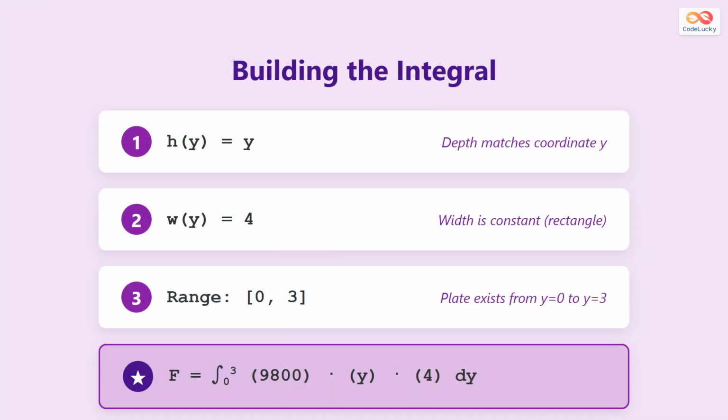First, we set up our variables. Let's place our origin at the surface, with y pointing downwards. This means our depth h of y is simply y. Since it is a rectangle, the width is constant at 4 meters. The plate extends from depth 0 to depth 3, so our limits of integration are 0 to 3. Putting it all together, we need to integrate the constant 9,800 for water's specific weight times y times 4.